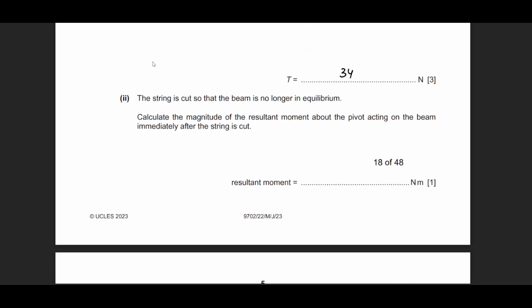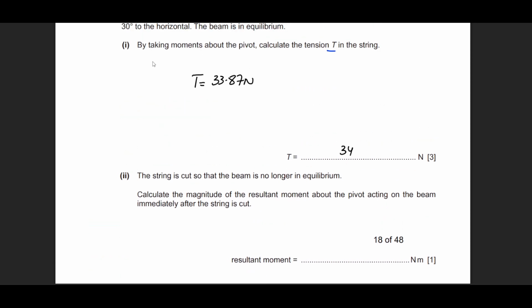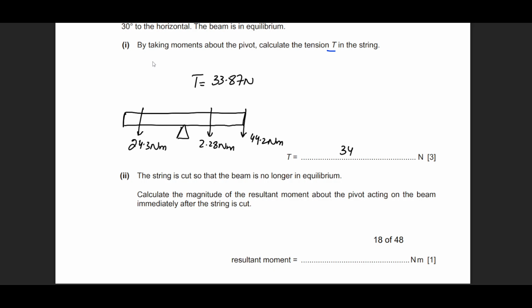Then we have the string is cut, so the beam is no longer in equilibrium. Okay, fine. Calculate the magnitude of resultant moment. Now see, you'll have to find out the moment of everyone around the pivot. The 2.4 newton moment was approximately 2.28 newton meters. The string and thread was generating approximately 44.2 newton meters, and the mass on the other hand was generating 24.3 newton meters. How have we found them?